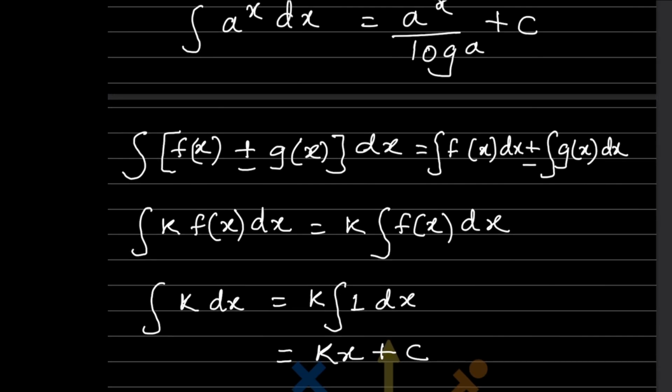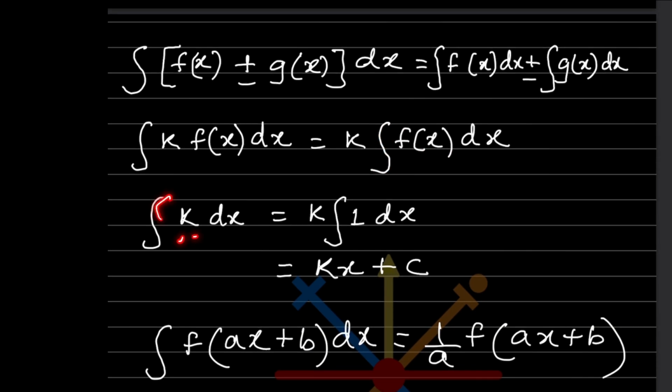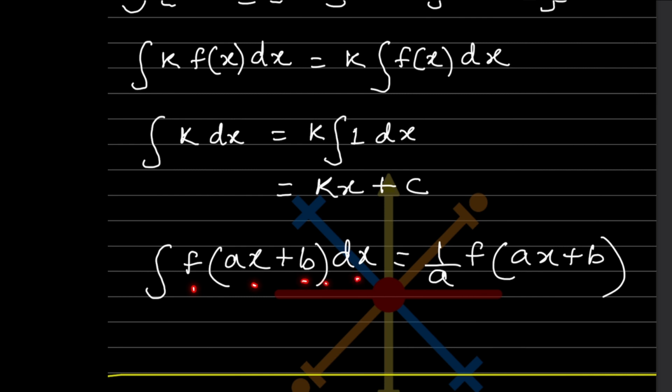Now look here again. Integration of f(x) plus or minus g(x) dx is integration of f(x) dx plus or minus integration of g(x) dx, you will separate them. Integration of k f(x) dx, here k is a constant, so you will take it out of the integration sign, that will be k times integration of f(x) dx. And integration of k dx, again k will be taken outside, so what remains inside is 1 dx, and integration of 1 dx is x, plus C. And integration of f(ax plus b) dx, here this a will go out, that will be 1 by a times F of the total ax plus b.